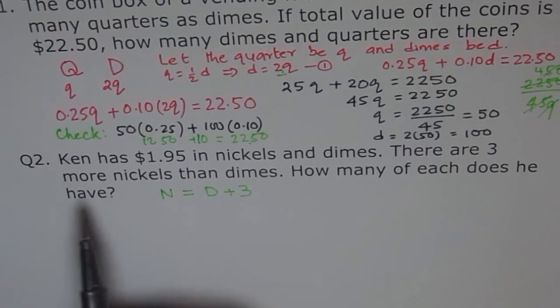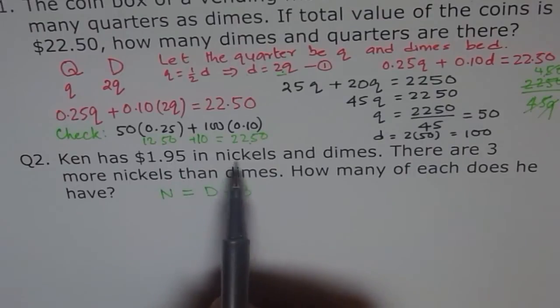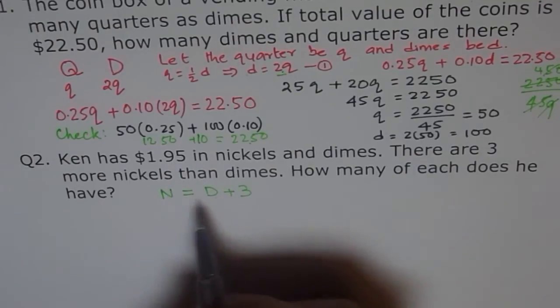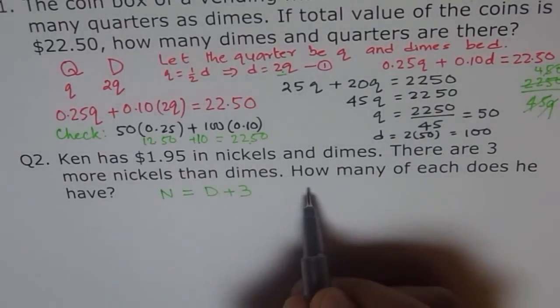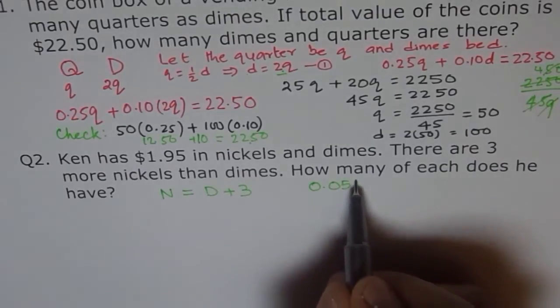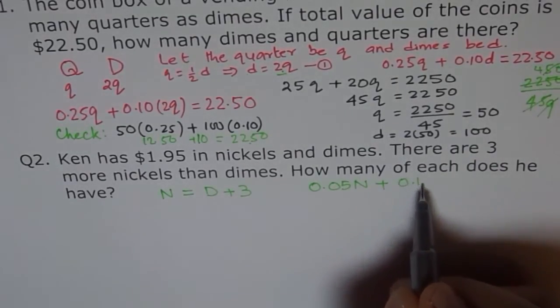Now the second equation we'll get from here. Ken has this much in nickels and dimes. So what is it worth? A nickel is worth 5 cents. So the value will be 0.05 times nickels plus a dime is worth 10 cents.